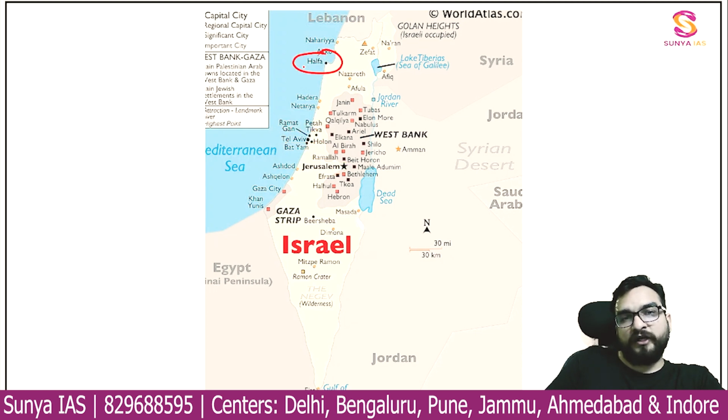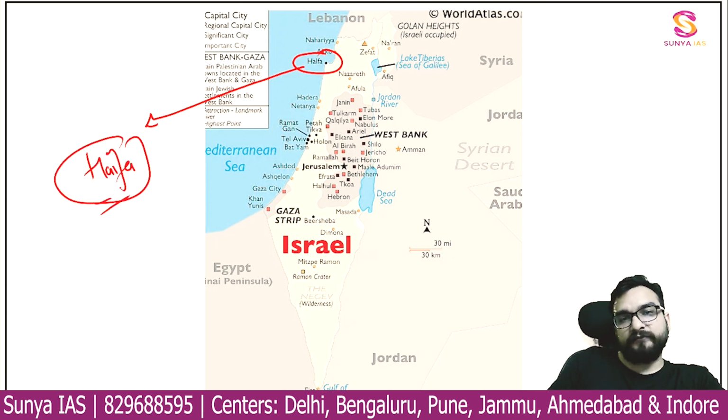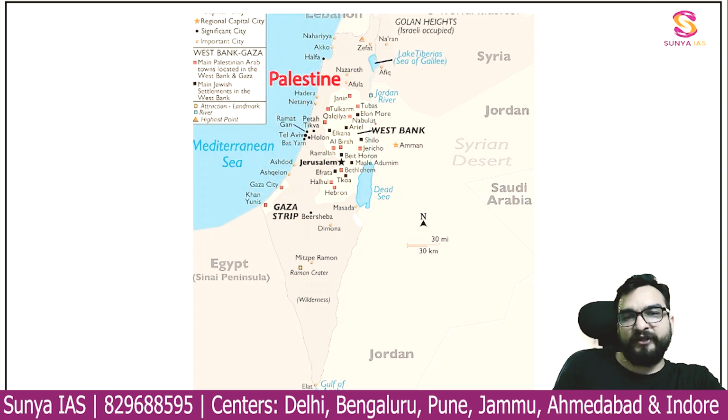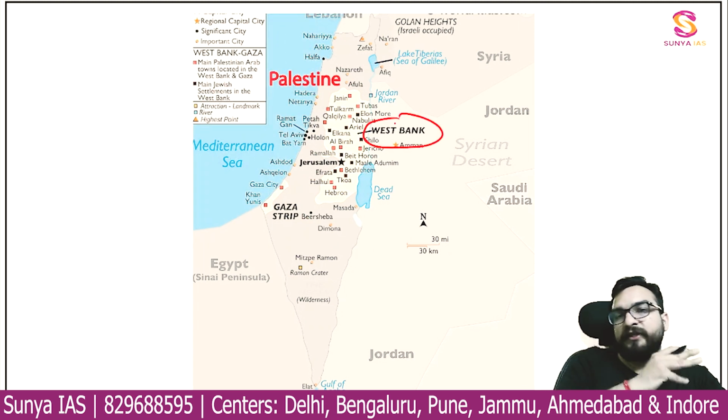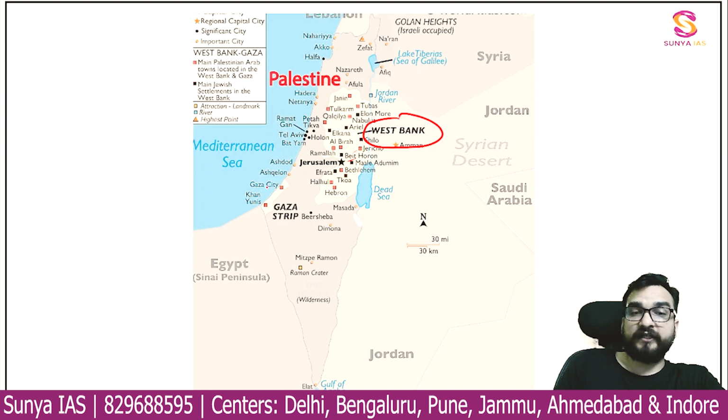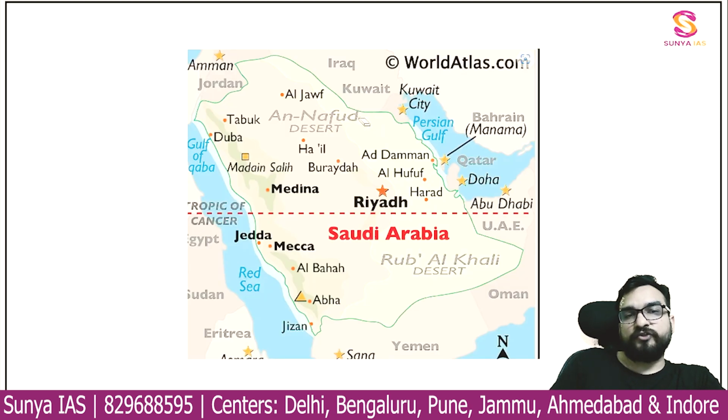One important port, Haifa. Haifa you are seeing is of Israel. Forget about the seas, Dead Sea and so on. I'll be telling you in the next class, and all of this will make sense to you. Right now just focus on cities, right? In Palestine, just remember that the West Bank is not in the west, it is in the east of Israel, and this is the Gaza Strip, right? Just remember this Palestine.